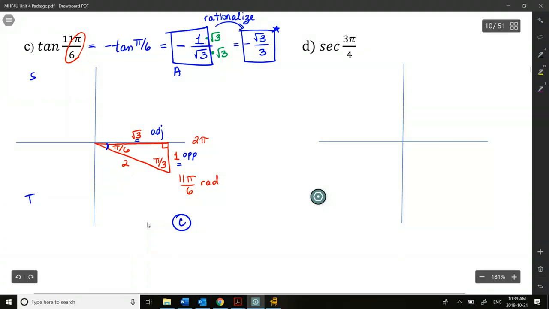This is the better, more mathematically correct answer, negative root 3 over 3. So the 11 is basically telling us where our angle is, what quadrant it's in.